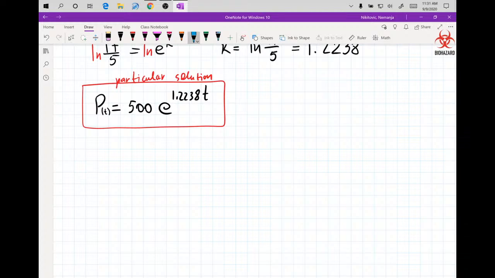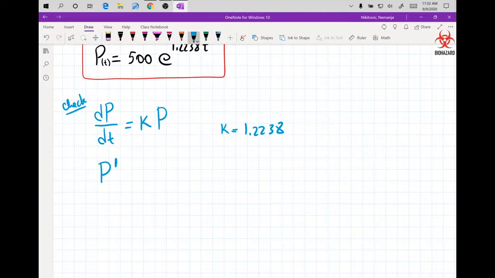But you want to check if this actually solves the differential equation which said that the population is proportional. So remember what your differential equation was. This is the check, which is why it's blue. dP over dt was kP, and you also calculated that k is 1.2238. So you can call this differential equation P prime is equal to 1.2238P.